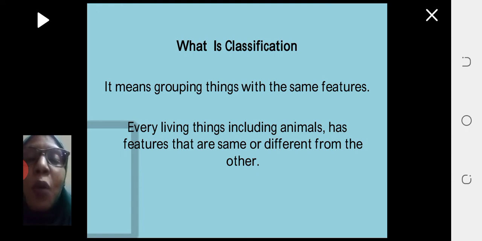Okay, so each group has its own features or characteristics, and all living things in this group share most or all of the features.